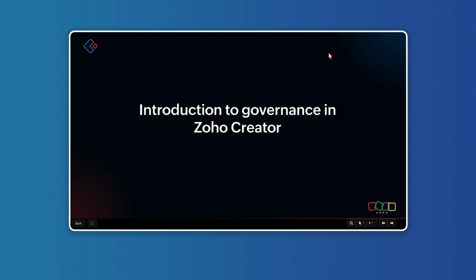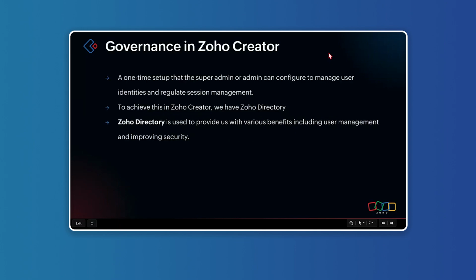For people who are using Zoho Creator, you would know that the Zoho Creator platform is split into three major halves, right? The first one is develop, then you have deploy, and then you have the manage section. Under the manage section, you have an option called governance. Now, we will be discussing what governance in Zoho Creator is. With governance, you will be able to configure and manage users and their identities, and you can also regulate their session management. This is a one-time setup that is done by the super admin or the admin.